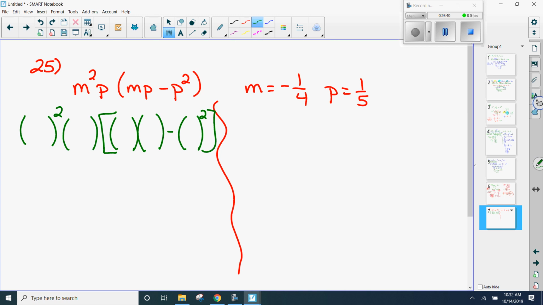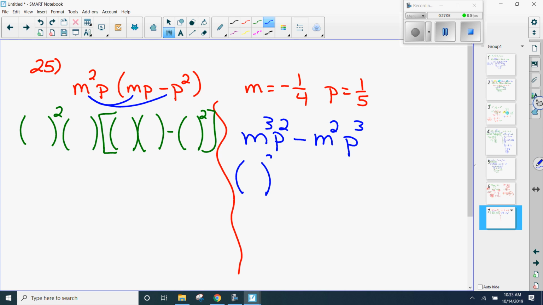Or you could use the distributive property. If you use the distributive property, what are you going to get when you distribute? M to the third, p to the second, minus m squared p to the third. So you could distribute first and say you're going to have m cubed p squared minus m squared p cubed. Which one do you want to substitute into, the green or the blue?